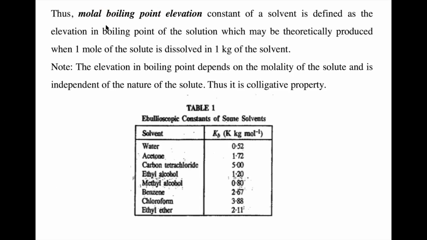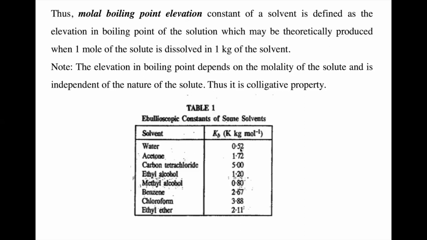So you can define the molar boiling point elevation constant of a solvent as the elevation in boiling point of the solution, which may be theoretically produced when 1 mole of the solute is dissolved in 1 kilogram of the solvent. So try to understand how you can define the molar boiling point elevation. If you know the mathematical formula of the boiling point, then you can define the molar boiling point elevation. In the table you can see the molar boiling point elevation, which is the value of Kb of respective solvents.